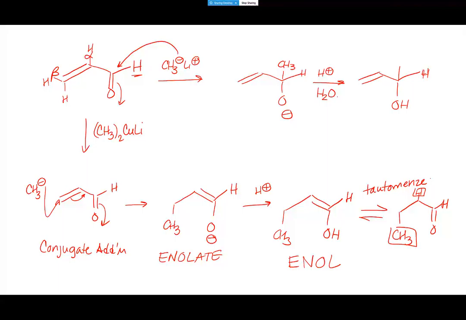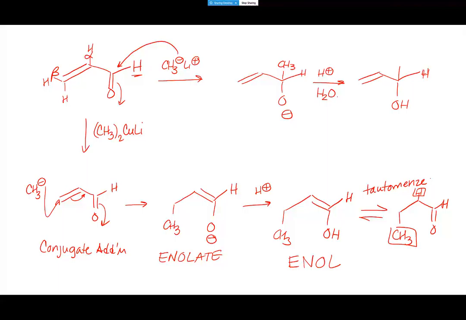But wait, you added the methyl group and then the hydrogen to the 1 and the 4 positions, but then it rearranged. Yeah, I know. At the end, they ended up 1-2. So we usually just leave the numbers off and say conjugate addition. But yes, there is sort of a similarity between 1-2, 1-4 and conjugate addition. But the mechanisms have to be different because I'm using a nucleophile and not an electrophile.